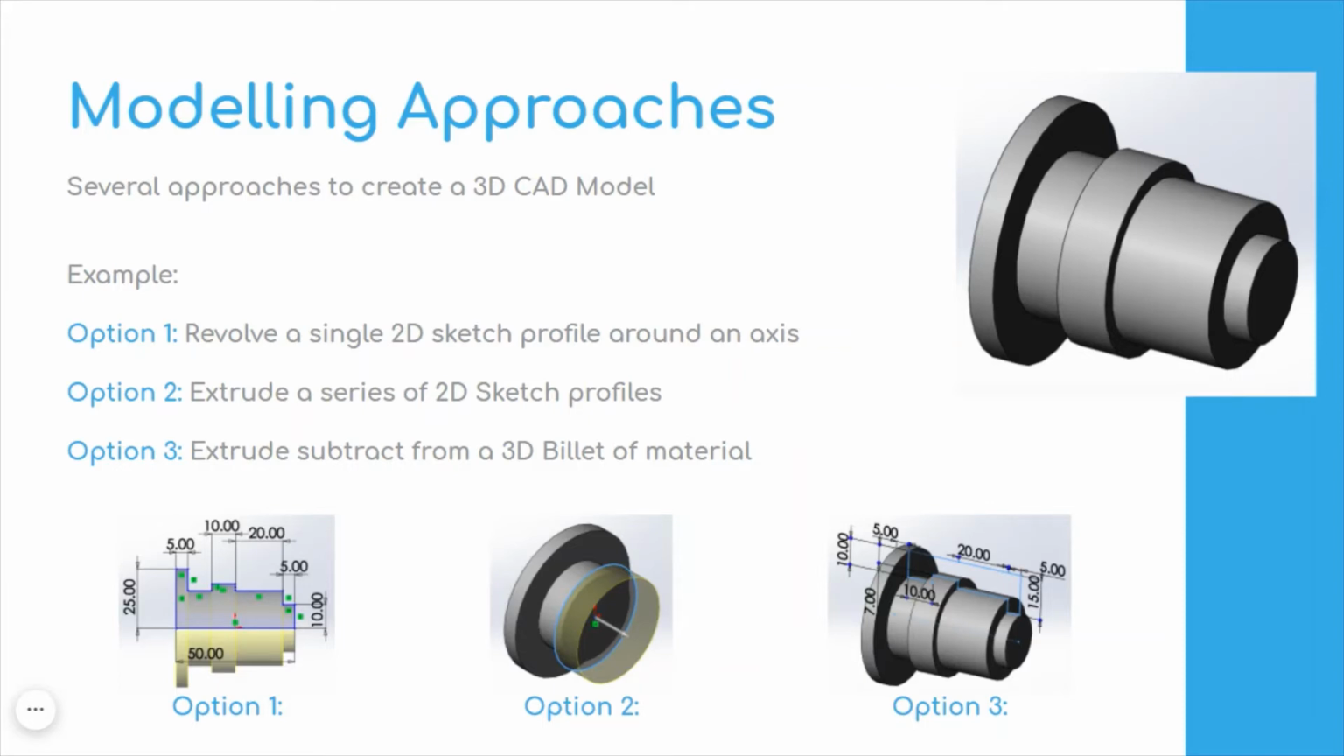If we look at the final option, option 3, what we're doing here is we're thinking about commercial manufacture. We're thinking about how this CAD model might actually be manufactured on a lathe or some sort of CNC machine. So we're starting out with a 3D billet of material, which would basically be a cylinder, and then we're thinking about subtracting the material. It could be extrude subtract, or in this example it would be some sort of revolve subtract to remove the material from the original billet. So as I say, there are several ways to go about doing that.